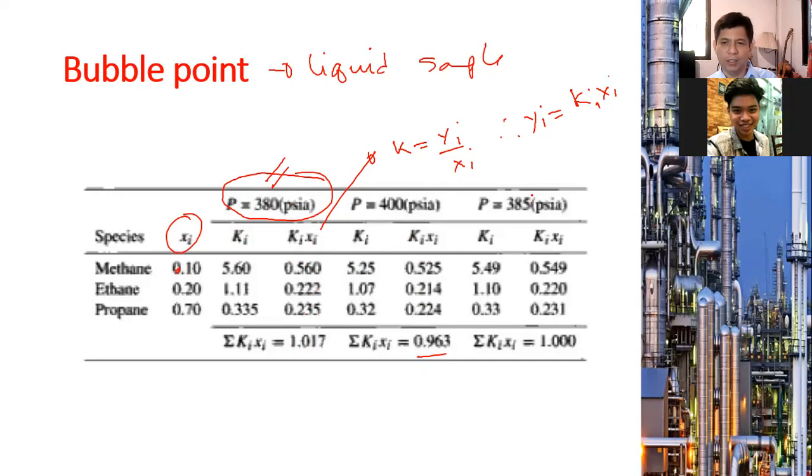So, Banes tried 385. So, at 385, he got the exact answer, 1.00. So, the pressure is 385 psi. Do you have any question regarding example 10.4? Wala naman. So, let's proceed.